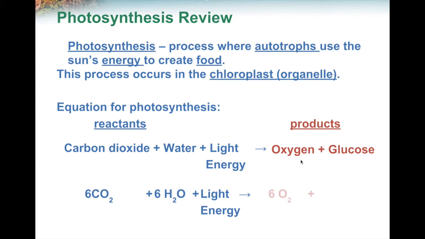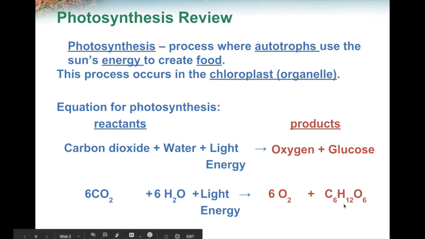So oxygen is represented by O2, and the producer will make 6 oxygen molecules, and then they'll make their food, which is made up of carbons, hydrogens, and oxygens in this way, C6H12O6. So this is how producers or autotrophs make food inside their bodies.